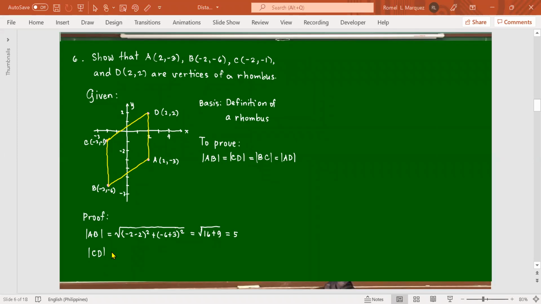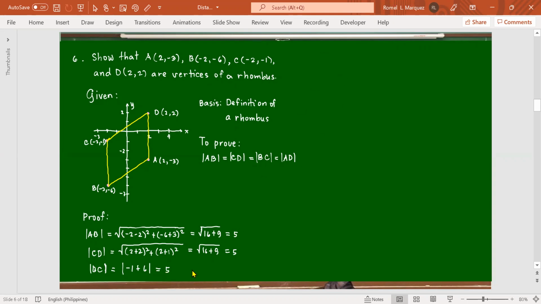Okay. So what is CD? What is CD? The square root of (2 minus -2) squared plus (2 minus -1) squared, and that is equal to the square root of 16 plus 9, 5 also. BC. BC is a vertical segment, so you can just get the difference of the y coordinates, no? Take the absolute value, okay? -1 minus -6, then that is +5.